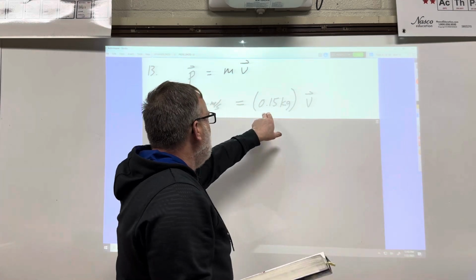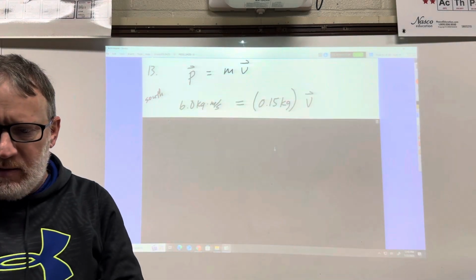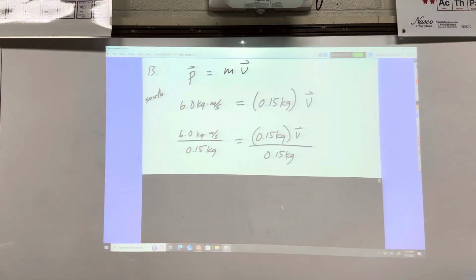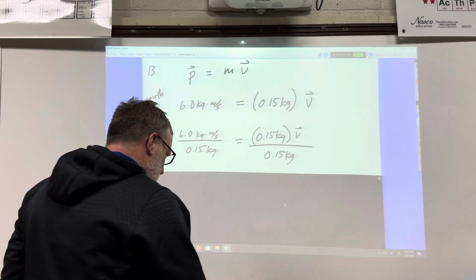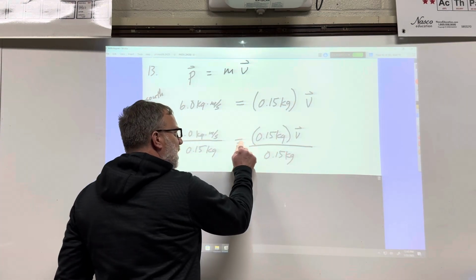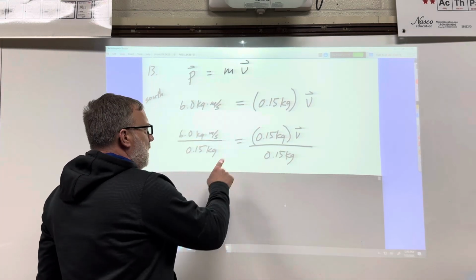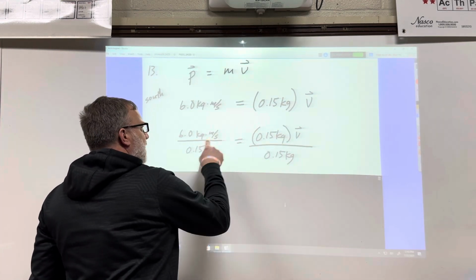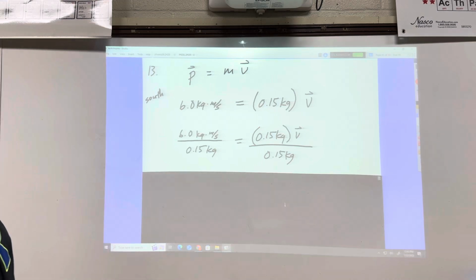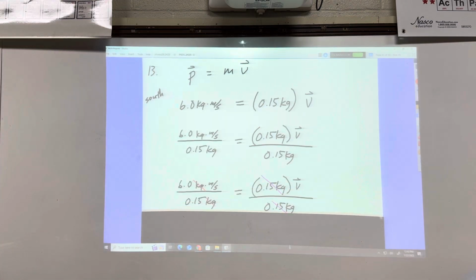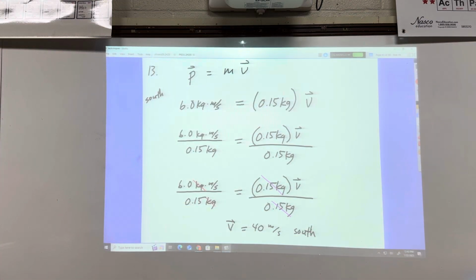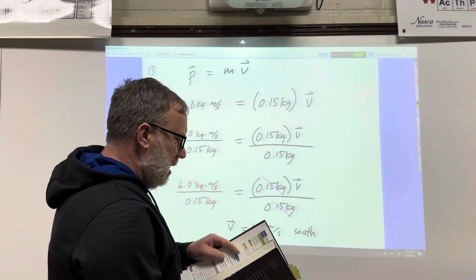So we divide both sides by 0.15 kilograms. So that this cancels, but to be equal, it's over here. You've seen that dozens of times in here. And when this cancels, velocity equals 6 divided by 0.15. It comes out to be 40 meters per second south.